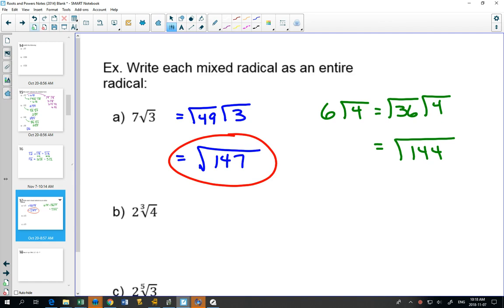Ooh, we want to write this one as an entire radical, and it's a cube root. So we would say, I need to write cube root of something times the cube root of 4. What goes in that first space? It has to be 8, because the cube root of 8 is 2. And now this becomes the cube root of 32.